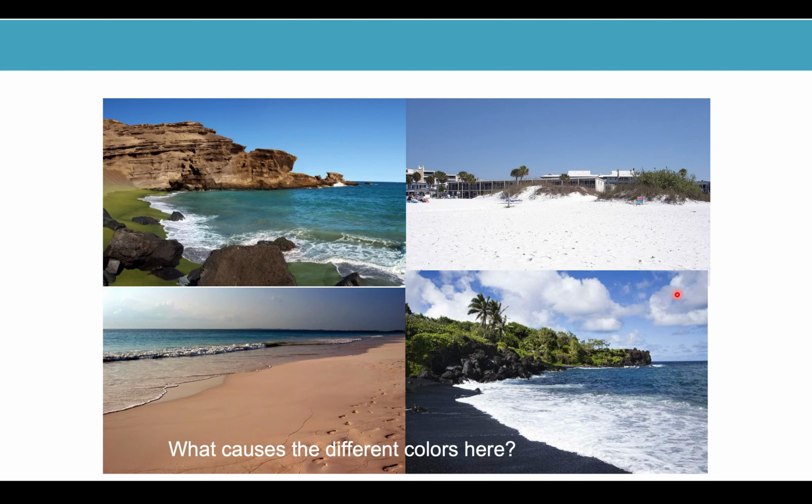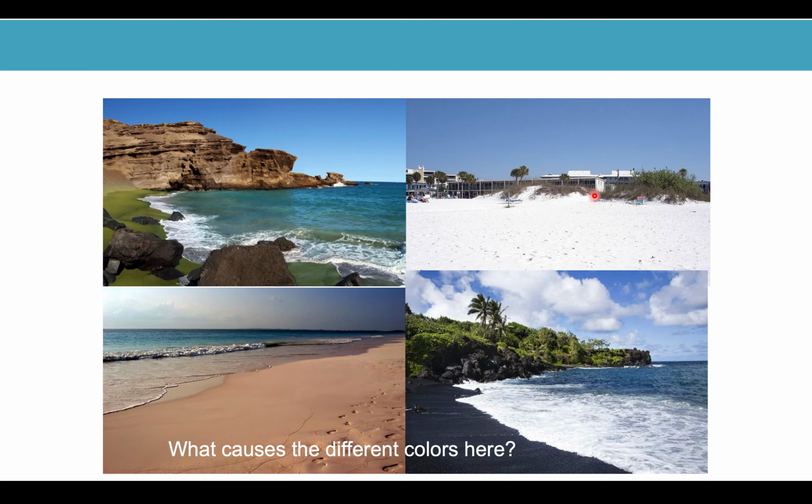For example, here we have four beautiful beaches that I would love to go to any of, but you'll notice that here we have some green sand. Here there's some sand-colored sand. Here we have black sand. Here we have white sand. What's going to cause the difference in these colors? It's what the sand is made of. What material is there that has been eroded down to sand-sized particles and then washed up on this beach?